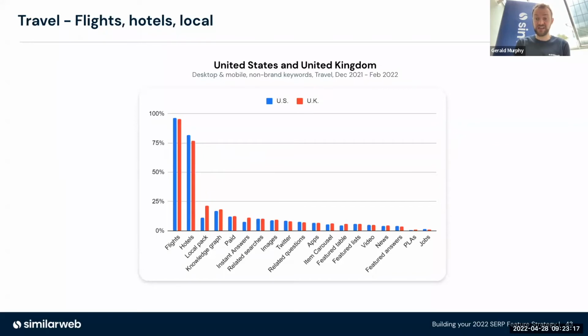Travel, flights and hotels, a bit like careers, no surprise that there's two prominent SERP features. Other ones to look at are local pack, knowledge graph and paid.